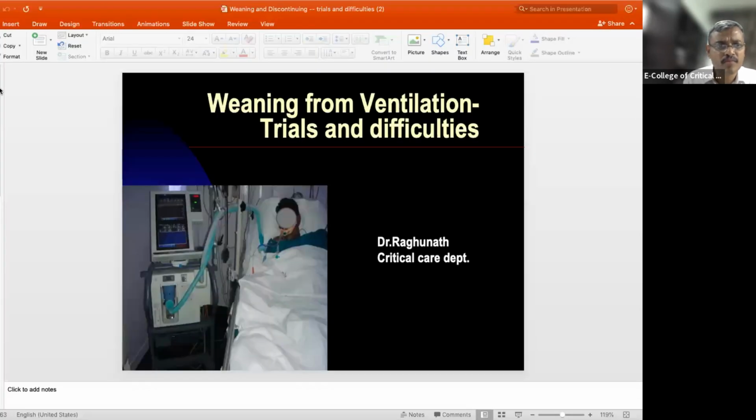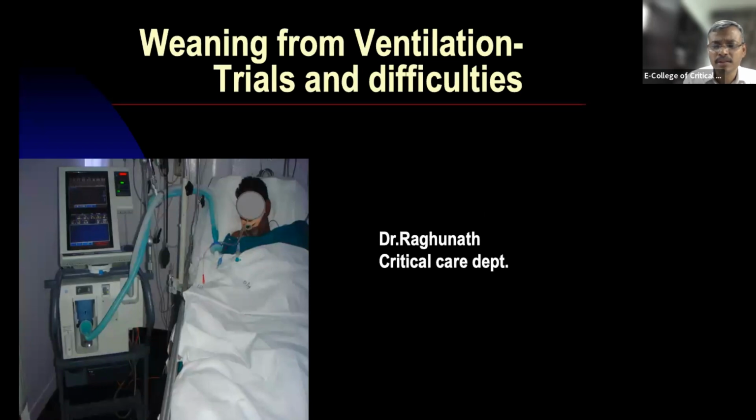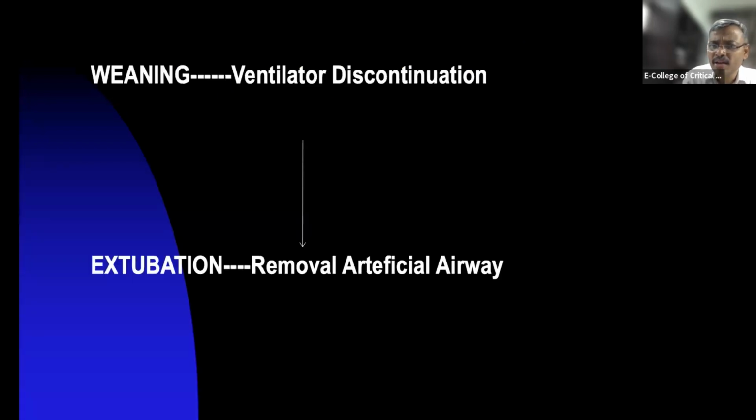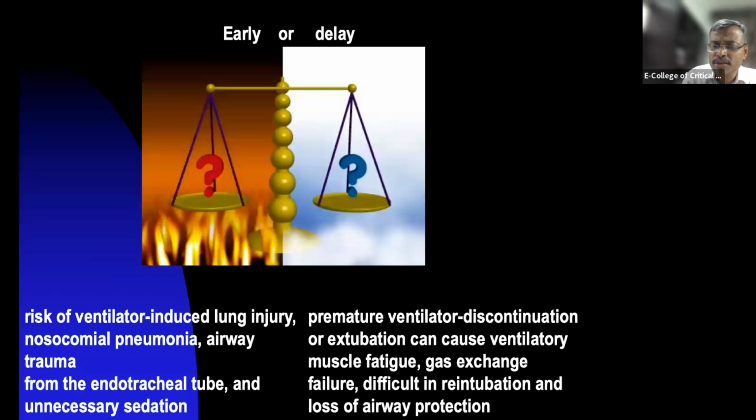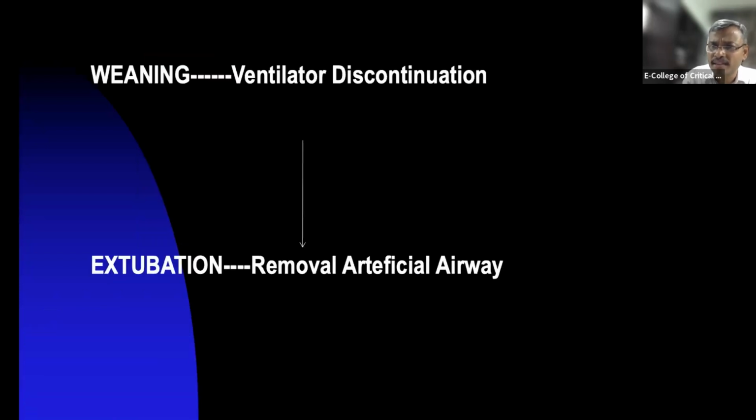I will come to this weaning. Just a few points I want to add now. Okay, go through this weaning. Weaning means ventilator discontinuation. Okay, extubation means removal of the tube. There are two different things.